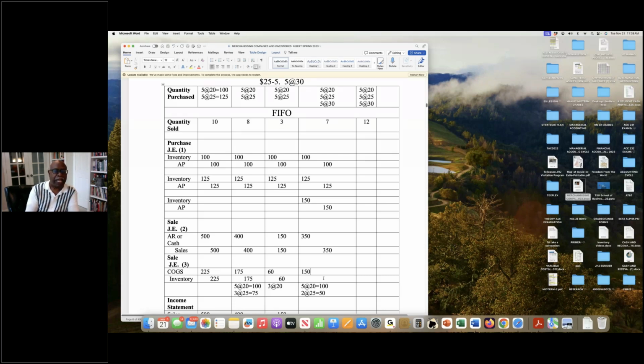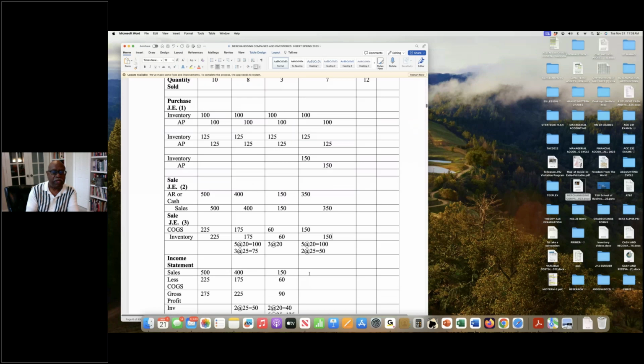So when we do the income statement, we have sales of what? 350. We have a cost of goods sold of 150. Our gross profit is $200.